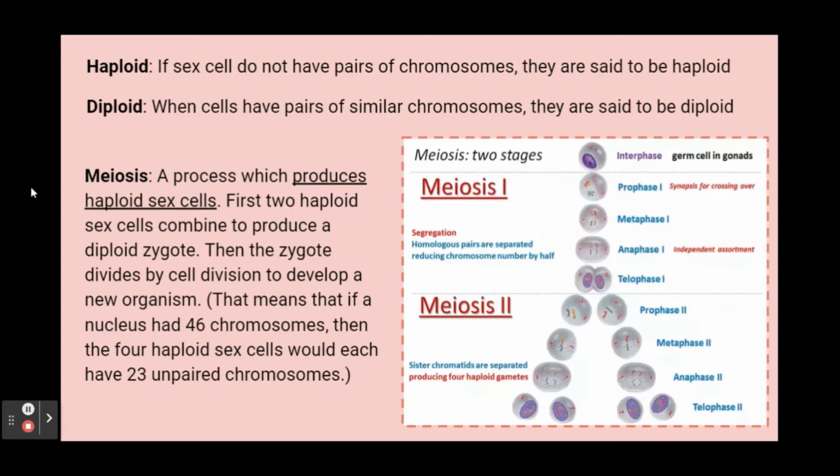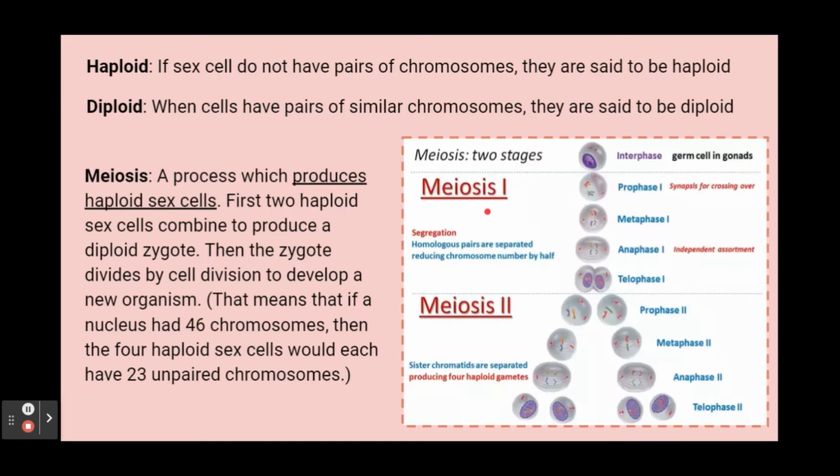So meiosis is the process which produces haploid sex cells. Basically, first two haploid sex cells combine to form a diploid zygote. Then the zygote divides by cell division to develop a new organism. All that terminology means that if a nucleus has 46 chromosomes, then 4 haploid sex cells would each have 23 unpaired chromosomes. All right, and meiosis is a little more complex than mitosis, so I totally get if it does not make any sense to you.